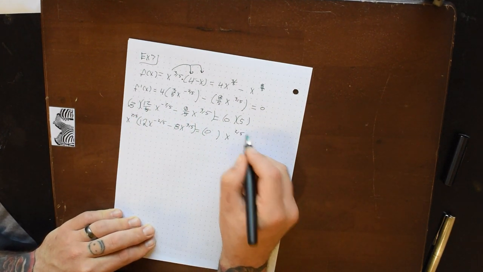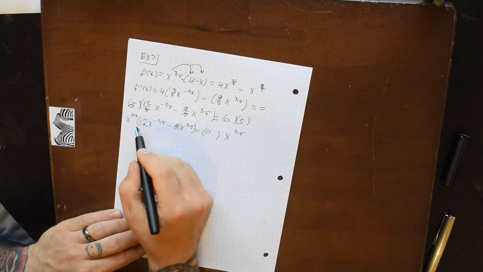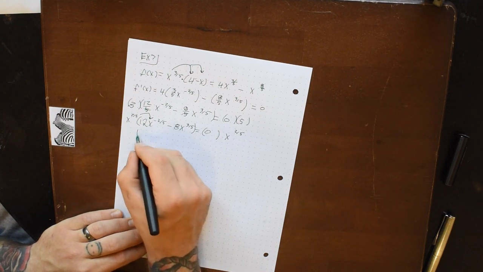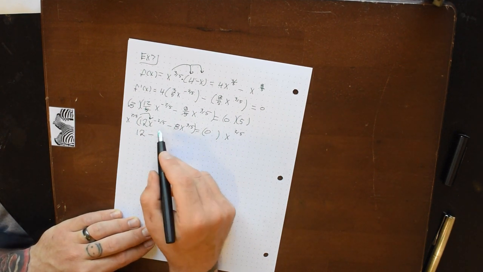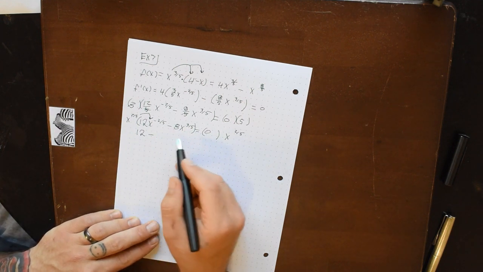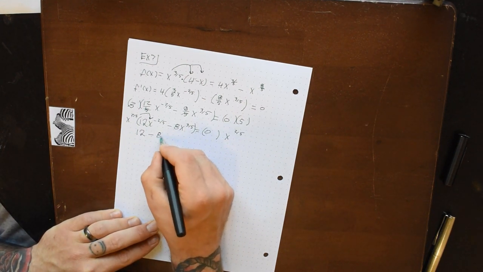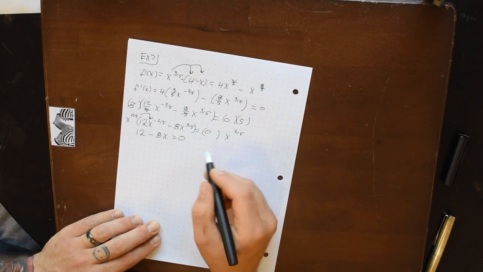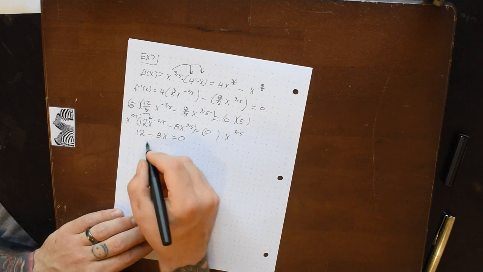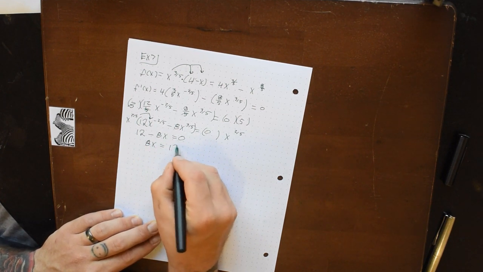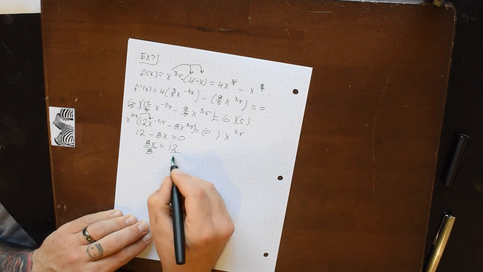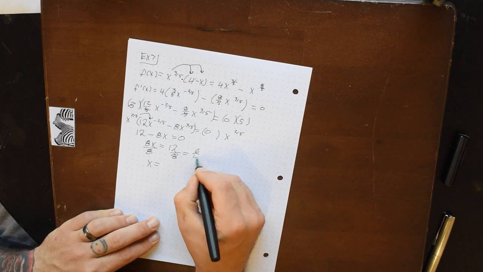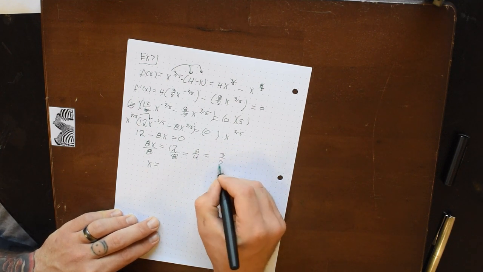x to the 2/5 times 12x to the negative 2/5 is going to just leave us with a 12. Minus 8x to the 3/5 times x to the 2/5 would give us minus 8x to the 5/5, or 8x to the 1, and that still has to be equal to 0. Solving for 8x, we get 8x is equal to 12. Divide both sides by 8, and we get x is equal to 12 on 8, which is 6 on 4, which is 3 halves.